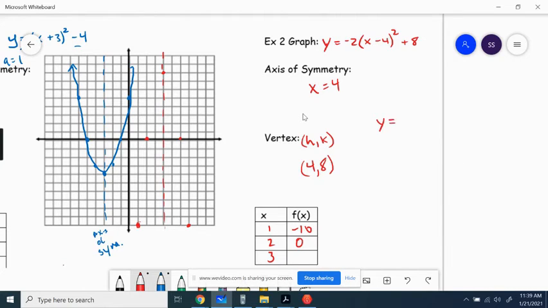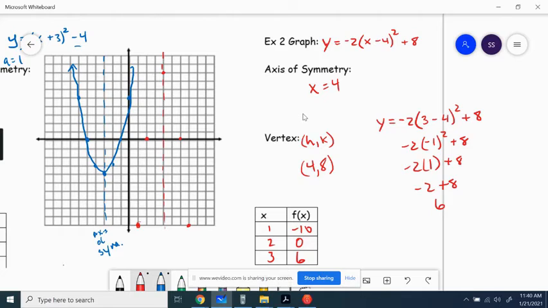y is equal to negative 2 times 3 minus 4 squared plus 8. Negative 3 minus 4 is negative 1. Negative 1 squared is positive 1. Negative 2 times positive 1 is negative 2. Negative 2 plus 8 is positive 6. All right, so when x is 3, y is 6.